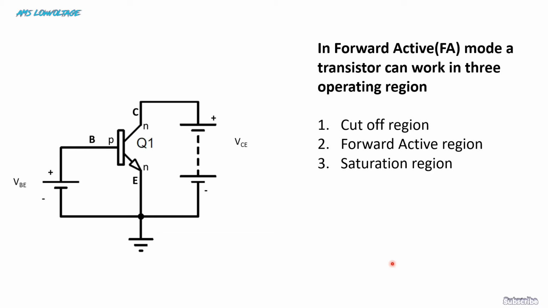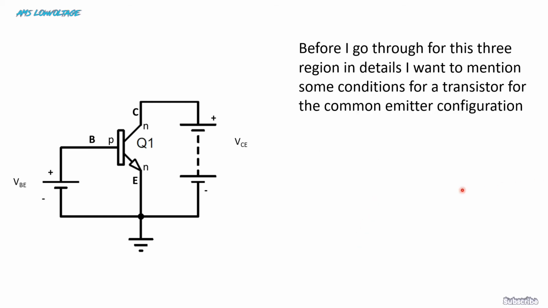In forward active mode, a transistor can work in 3 operational regions. One is the cutoff region, another is the forward active region, and another is the saturation region. Before I go through these three regions in detail, I want to mention some conditions for a transistor in the common emitter configuration.